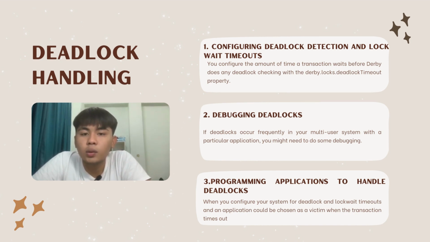Second, debugging deadlock. If deadlock occur frequently in your multi-user system with a particular application, you might need to do some debugging. Programming application to handle deadlock. When you configure your system for deadlock and lock wait timeout, an application could be chosen as a victim when the transaction times out.